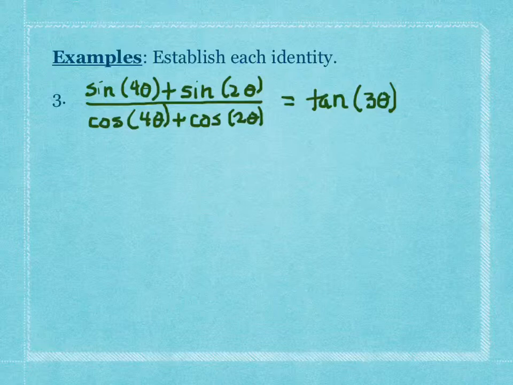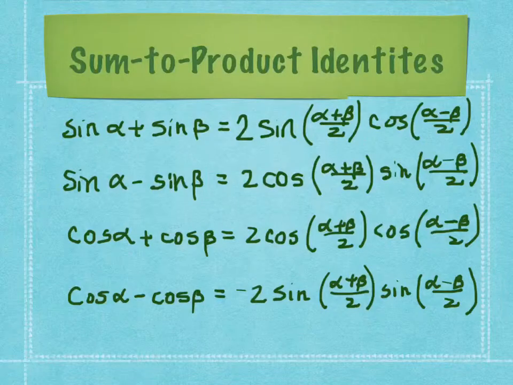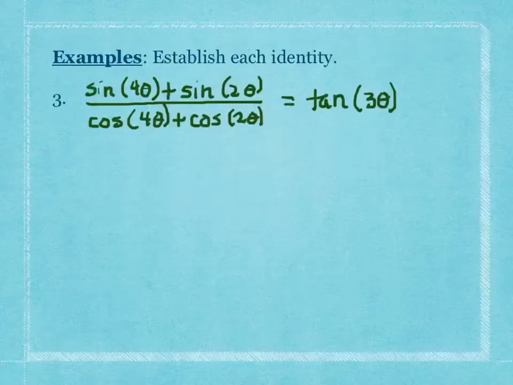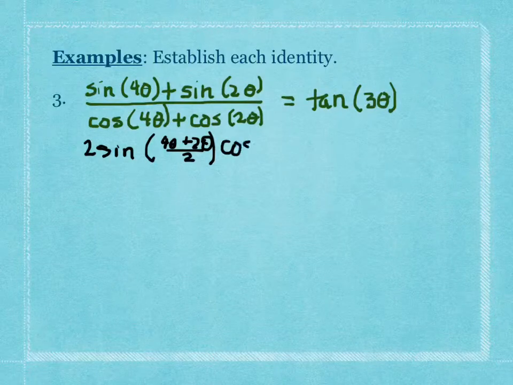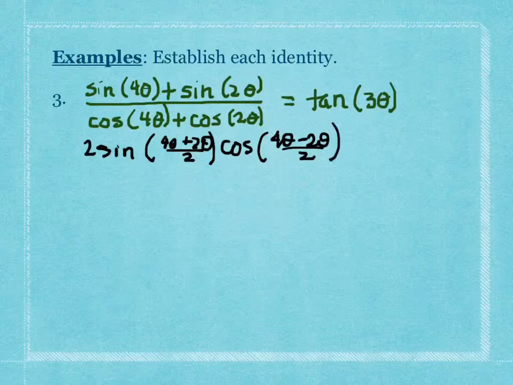So the sum to product identity here is sine plus sine. So over here, this would be the very first identity. So this should be 2 sine of the angles averaged, and the cosine of the angles subtracted over 2. So we've got 2 sine. My angles are added, 4 theta plus 2 theta over 2. And then cosine of the angles subtracted, so 4 theta minus 2 theta over 2.